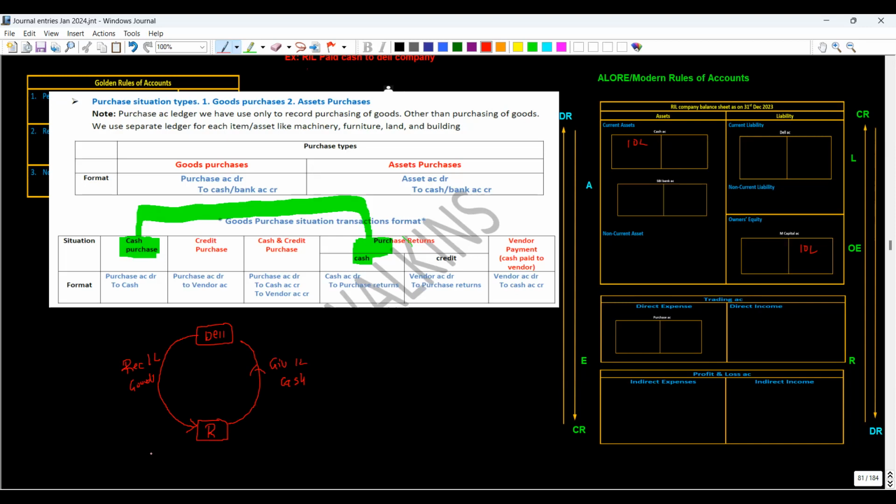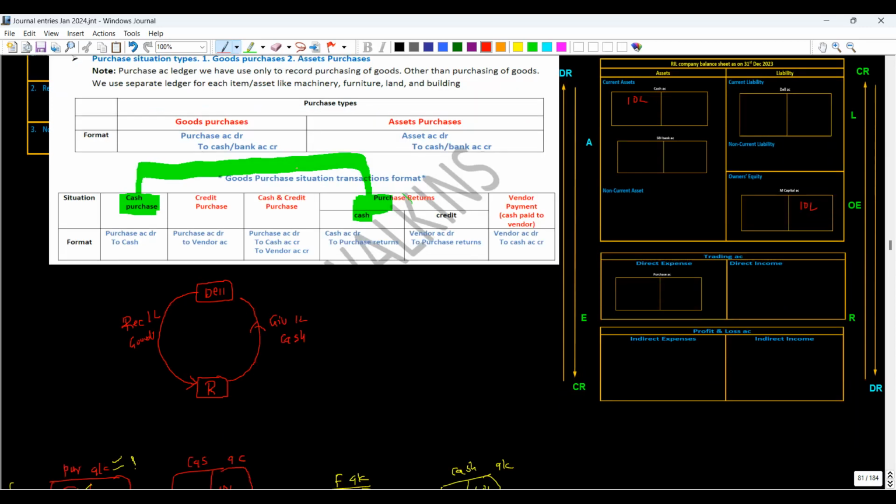Here, tell me what journal entry we recorded. Purchase account debit to what? What did we record in cash purchases? Purchase account debit to what? Cash account. Simply, we recorded purchase account debit 1 lakh and cash account credit 1 lakh.